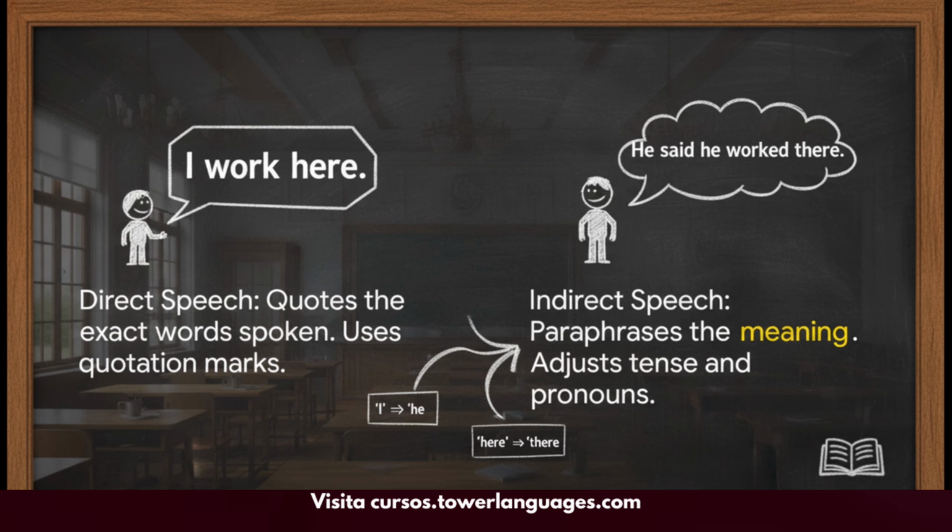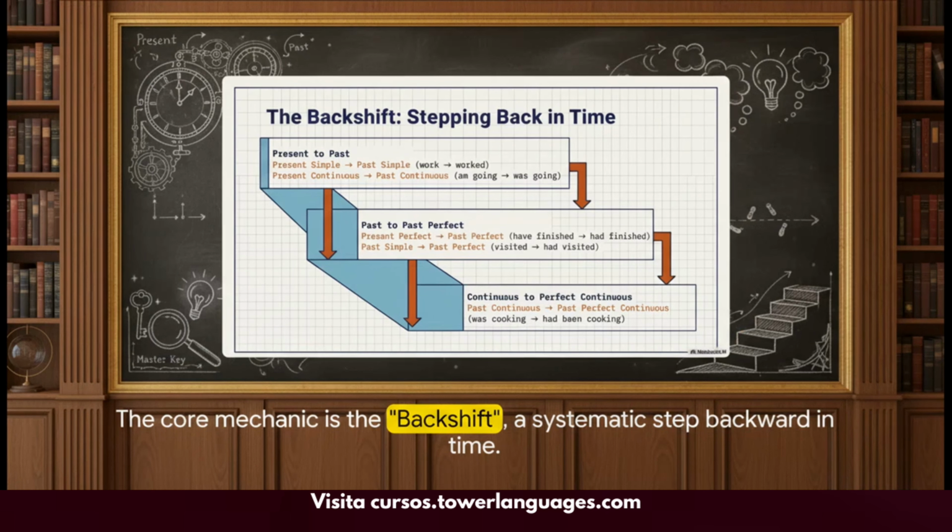Direct speech is easy, right? "I work here." But to report that indirectly, "he said he worked there," well, that requires a few key structural adjustments. Now this right here, this is the master key. Instead of overwhelming your students with a bunch of random tense changes, teach them the logic of the backshift. Explain it just like this.